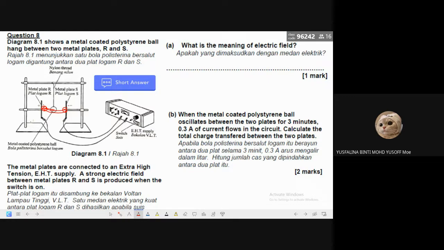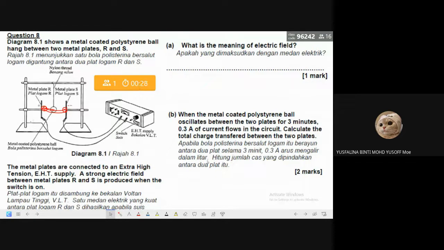The first question they ask you: what is meant by the electric field? Try to answer this one. It's in your notes, I think. When they ask you about the electric field, you must have the word region: a region which experiences what.